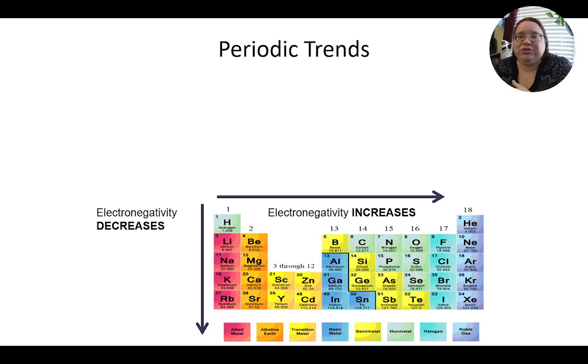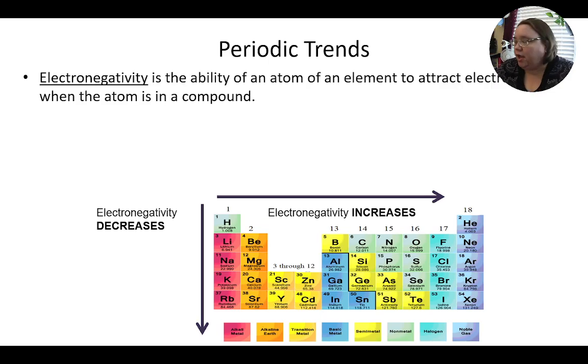Alrighty, last 2 trends, next to last, electronegativity. Mentioned that this is on your table, so you don't have to learn it. You just have to look at the table and remember that you can read the pattern from it. What is electronegativity? Electronegativity is the ability of an atom to attract electrons. So nonmetals love to go out and gobble up and attract some electrons. Metals, not so much. They're wanting to push their electrons away.